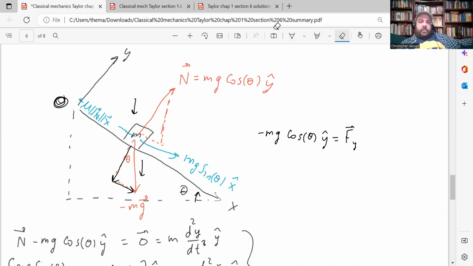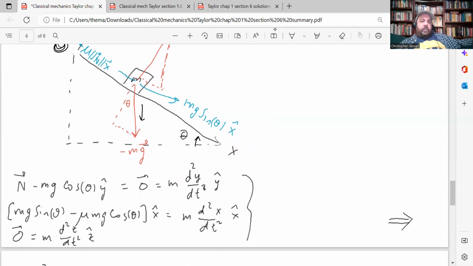Let me just erase some of this clutter here. So I have that fact written down here. The normal force minus the force due to gravity has to sum to 0, right? They cancel each other out because the mass is not falling through the plane, right? And by Newton's second law, that's equal to m times d squared y over dt squared y hat. In other words, the acceleration in the y direction is 0.